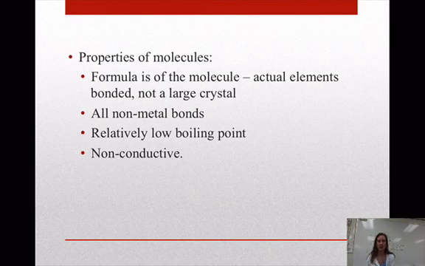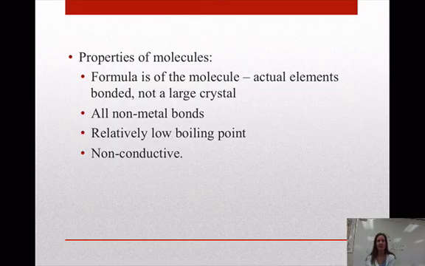Properties of molecules, or covalently bonded elements. It's a formula of the actual elements that are bonded together. There's no crystal, there's no formula unit, nothing like that. It's just a molecule. These are all produced by nonmetals bonding with nonmetals because they have to be really high electronegativity atoms. They have relatively low boiling points, a lot of them. In fact, some of them are gases at room temp, right? And they're non-conductive, generally speaking, or very low conductivity if they can conduct at all.